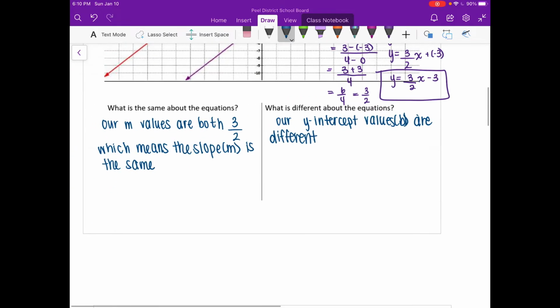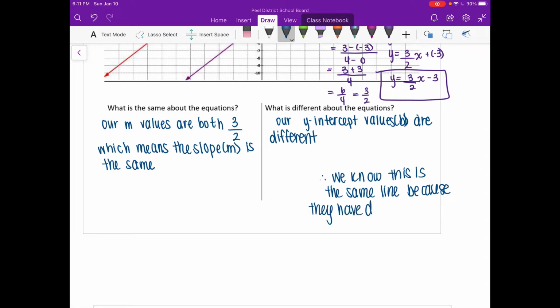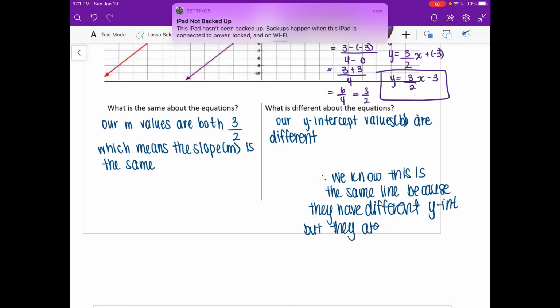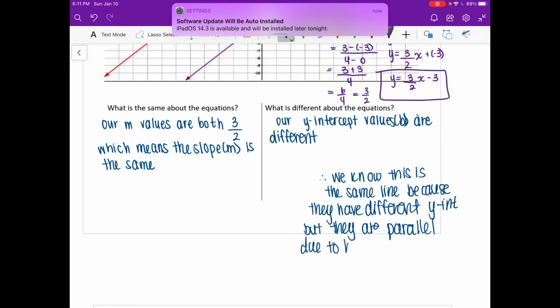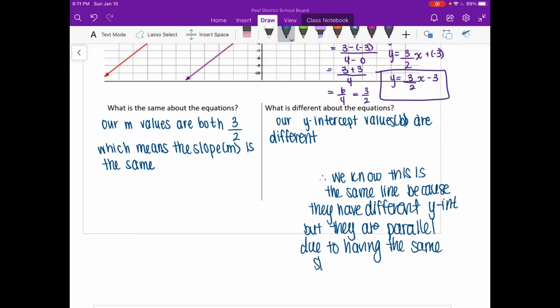Okay? So I'm just going to take this and I'm going to say, therefore, we know this isn't the same line, because they have different y-intercepts, but they are parallel, due to having the same slope. Okay?